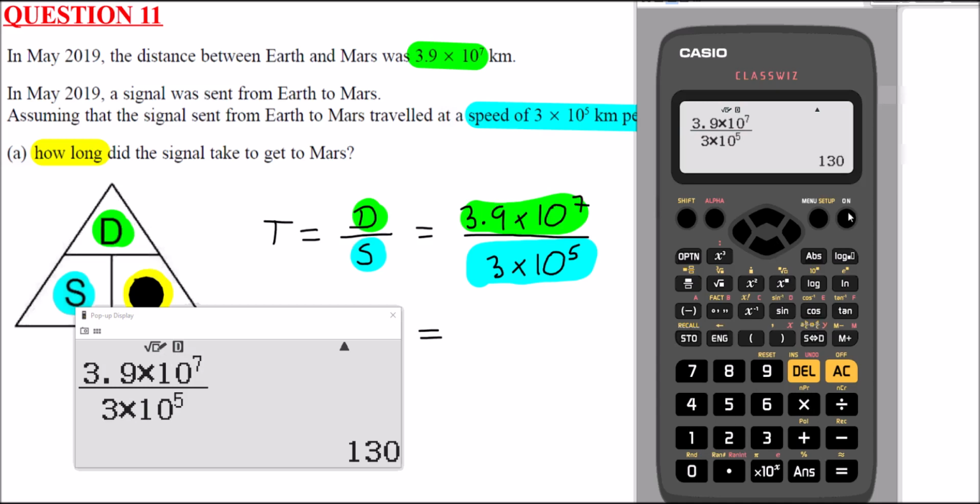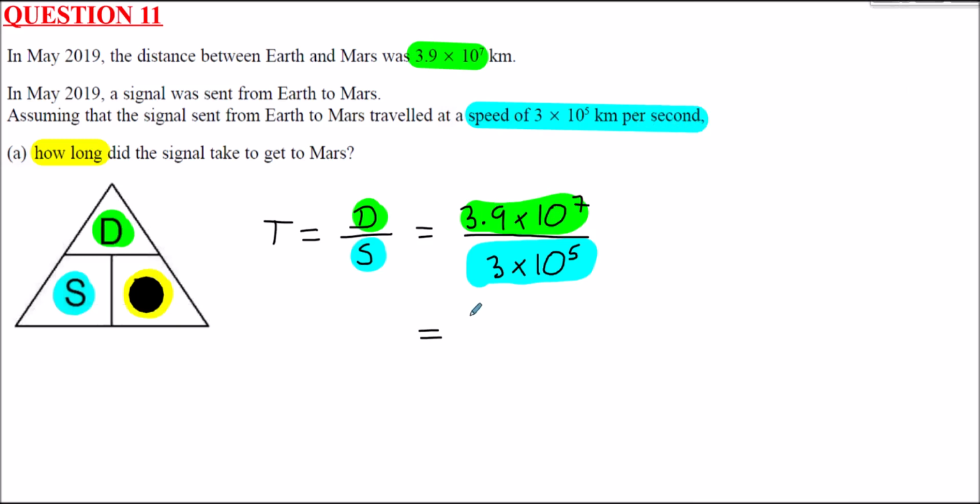Press equals, and we get 130. And so that distance, so that's time, is going to be 130 seconds. So just over 2 minutes to get to Mars for the signal.